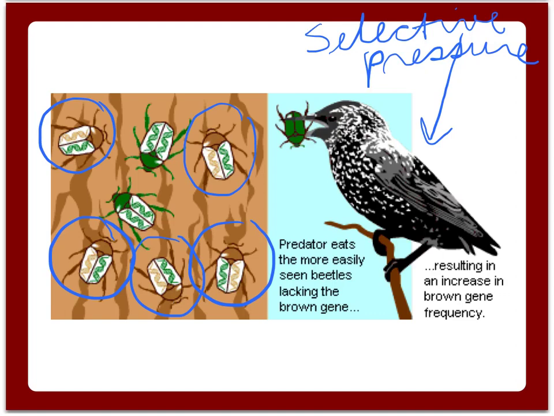All right, so the brown beetles are selected for, I'll put an up arrow, for increasing popularity in the next generation, and the green beetles will be selected against. We'll put a downwards arrow to represent decreased survivability.